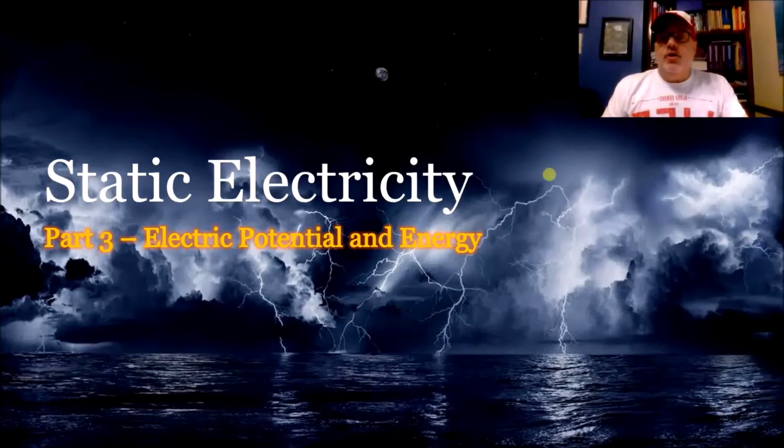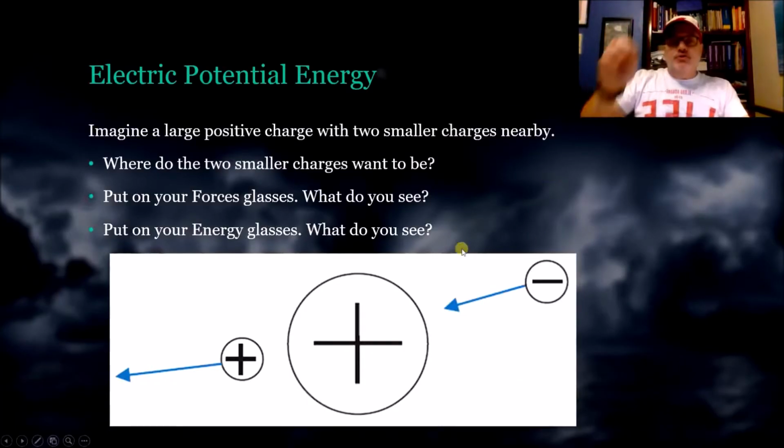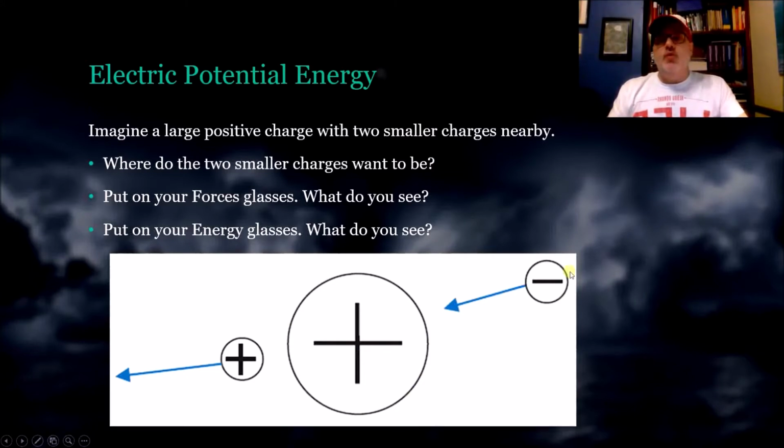Hey everyone, let's talk about electric potential and electric potential energy. Imagine we've got a large charge right here. It's positive, and you get two smaller charges. Okay, where do these smaller charges want to go?